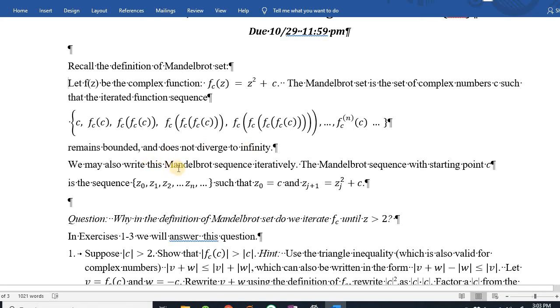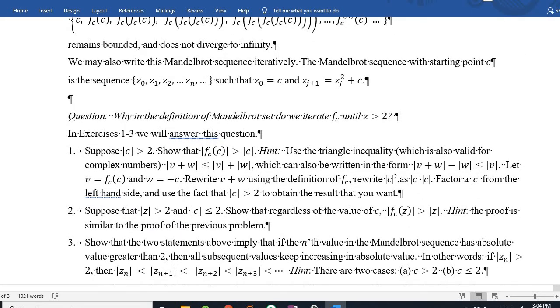Now I'm going to use this notation that the nth term of the Mandelbrot sequence is called Zn. Okay? So there's an inductive definition for Zn. Zj plus 1 is Zj squared plus c. All right? So that's kind of review, just some new notation to describe what we've been doing. Now, there's a question.